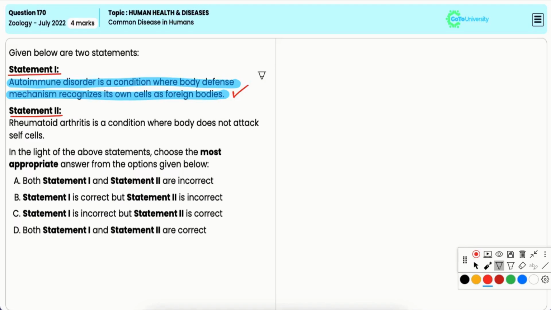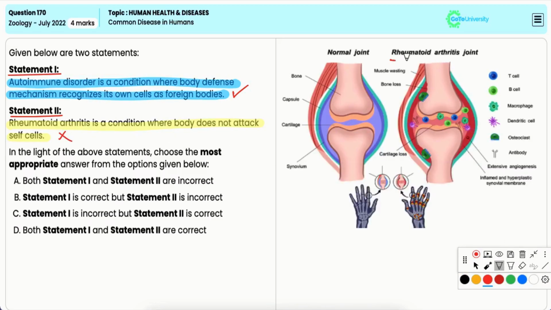as foreign. Statement 2: Rheumatoid arthritis is a condition where the body does not attack self cells. Now, it is incorrect. Rheumatoid arthritis is an autoimmune disorder where the immune system does attack the body's own cells, particularly the joints, causing inflammation.